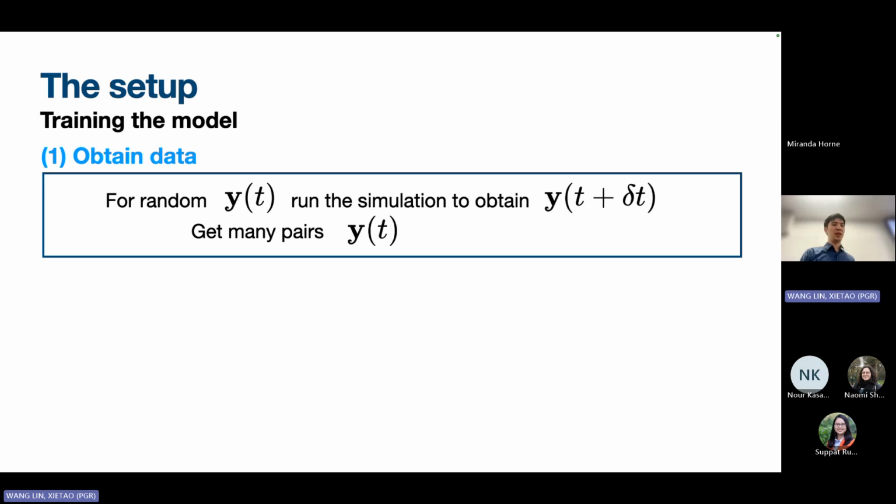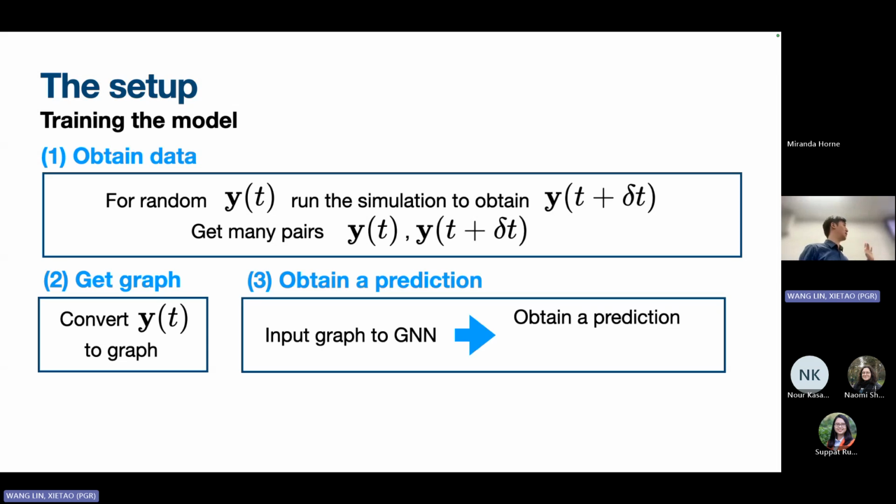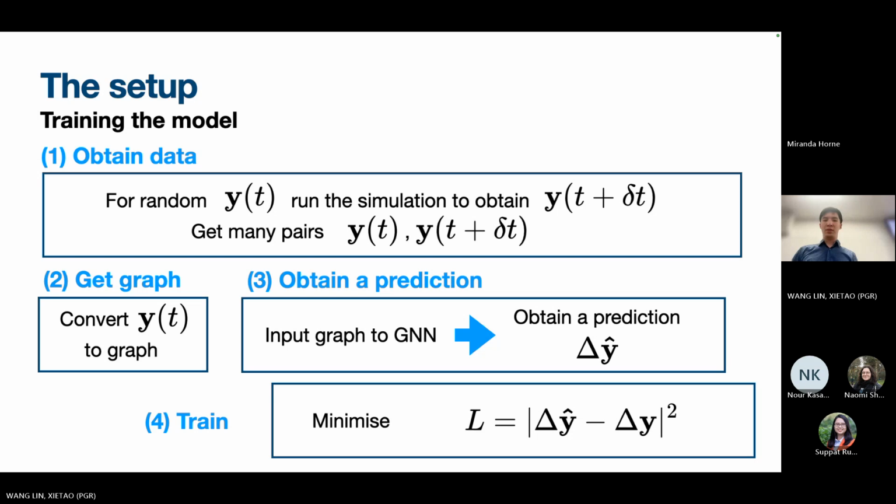So basically we just get as many pairs of this t and t plus delta t as we can, and all we have to do now is pass y into a graph, obtain a prediction of the displacement, which we will just train using gradient methods and minimize the mean square error. Okay.